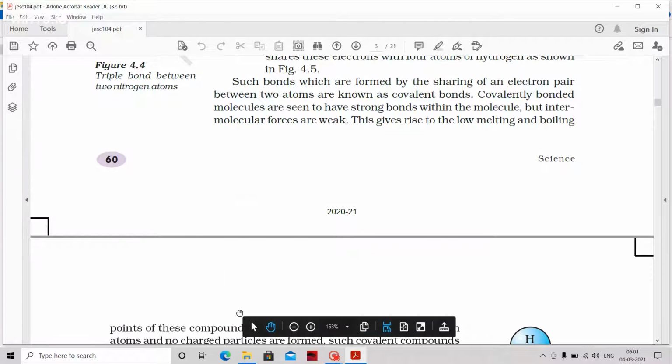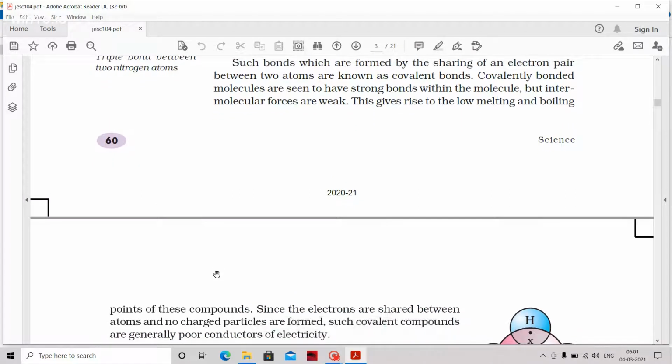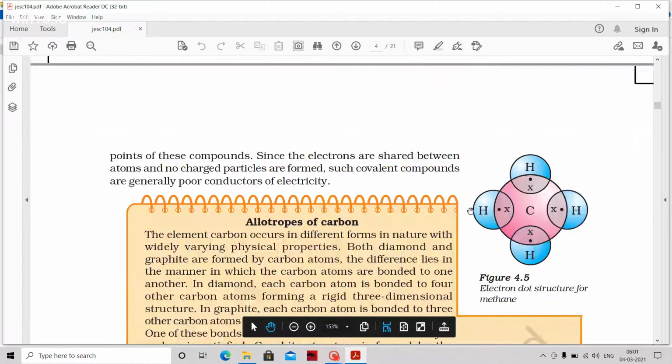These covalent bonds are very strong within the molecule, and intermolecular forces are weak. That means the forces between one molecule and another, for example, a molecule of N2 and another molecule of N2, are called intermolecular forces. They are very weak because they do not have much dipole. If there is a dipole, then dipole-dipole interaction comes into the picture. We will see all these things. Up to now, we have seen this.